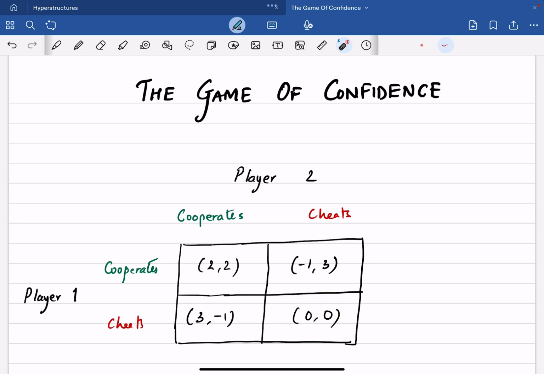actually a bad outcome, right? Because if both were to cooperate, then both would gain 2. I mean, sure, 2 is not as good as 3, but it's certainly much better than 0. So this game is famous because it highlights a situation that occurs very frequently in our daily lives.